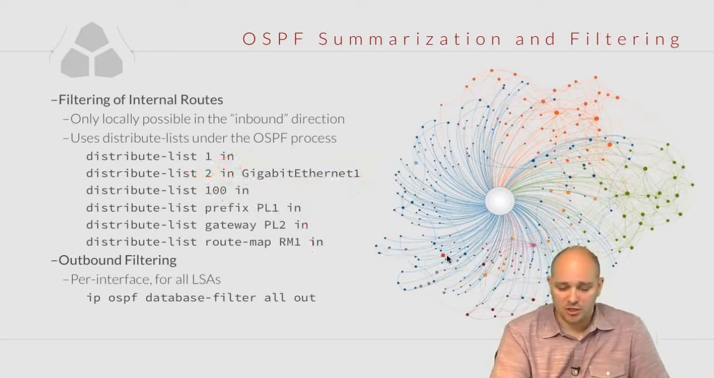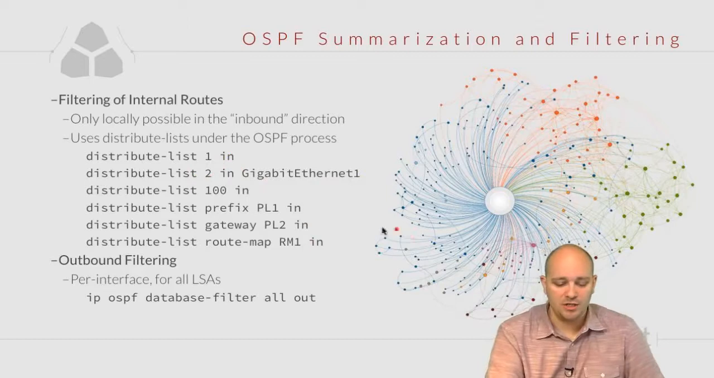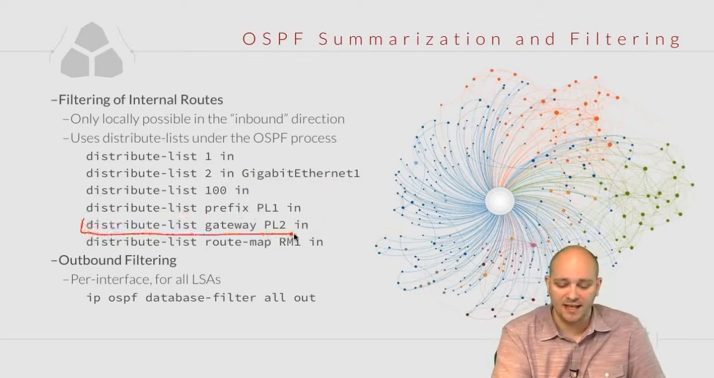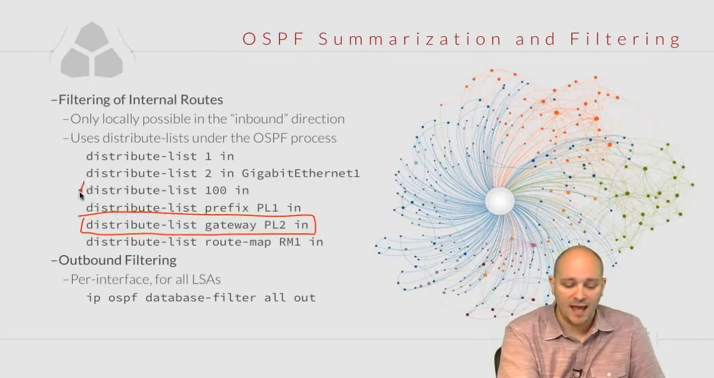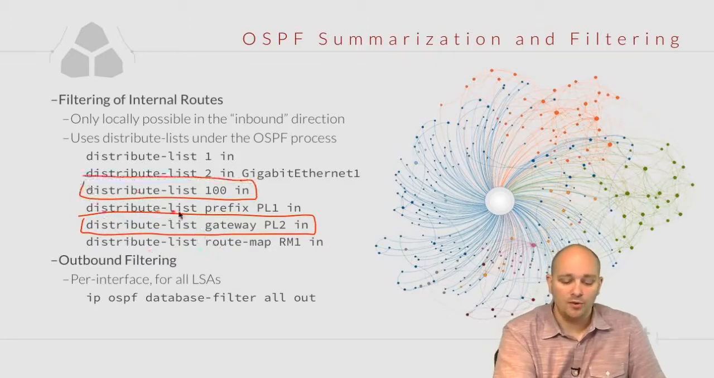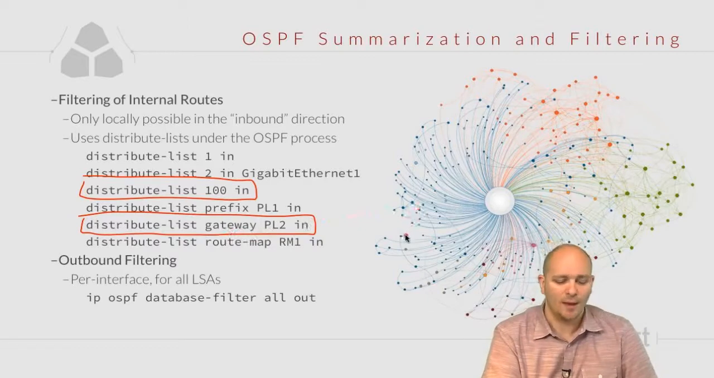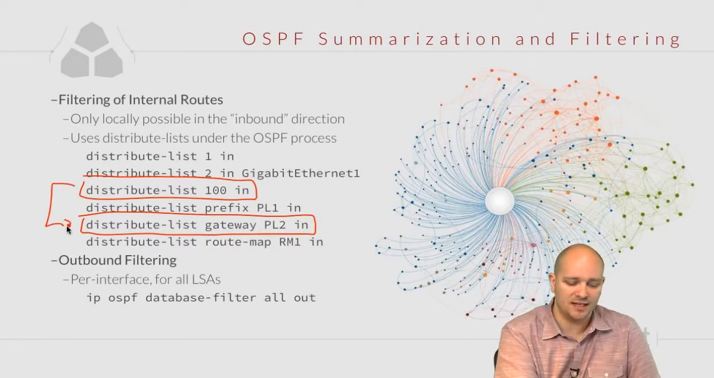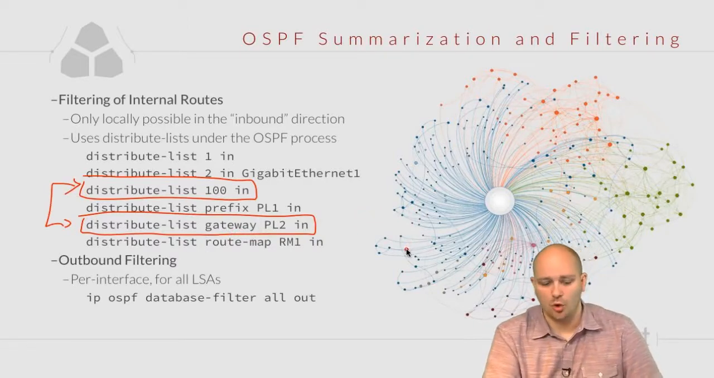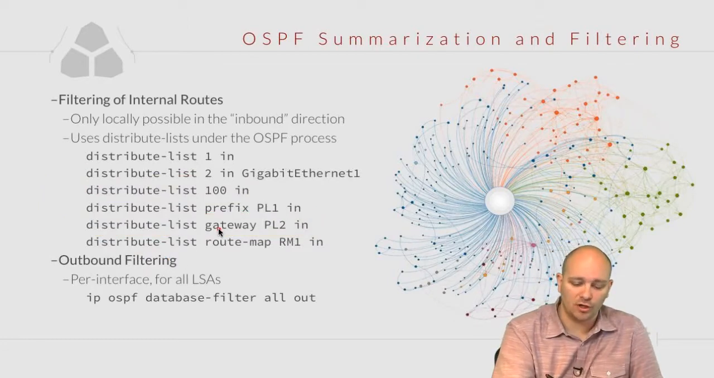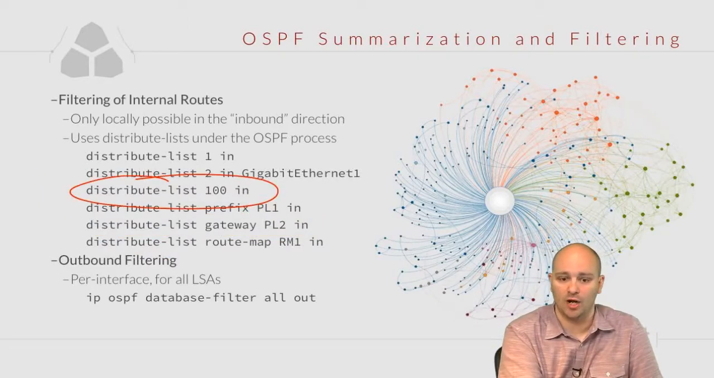Now, two special cases that I would like to mention here are this gateway filtering and using the extended access lists here. Now, with both extended access lists and the gateway, we can filter the routes based on where the information comes from. But there is a significant difference in how these two operate. So I'm going to first talk about distribute list 100 in.